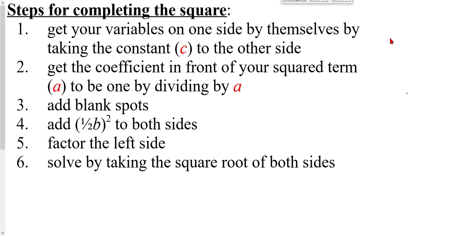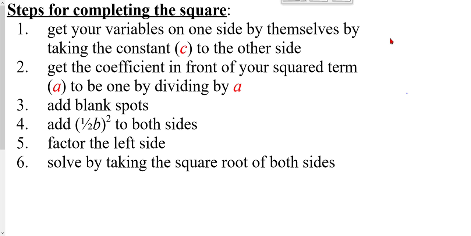Completing the square always works to solve a quadratic. So here are your steps for solving by completing the square. Step one, get the variables on one side by themselves by taking the constant to the other side. So you have to add or subtract it to get it to the other side. You can only complete the square if your squared term is 1. So if you have something other than 1 in front of your squared term, you have to divide everything by a. Once again, that's dividing everything on both sides.